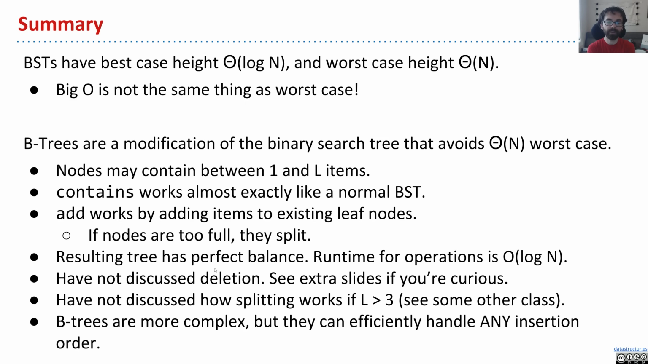See the extra slides if you're curious. And we also have not discussed how you would split if L was, say, 1,000. Like, what do you do? Who do you move up? That'll be in some other class. So B trees are more complex. That is true. The code for them is more complex. The way we think about them is more complex. But the nice thing is they can handle efficiently any insertion order, and as it happens, also deletion orders.